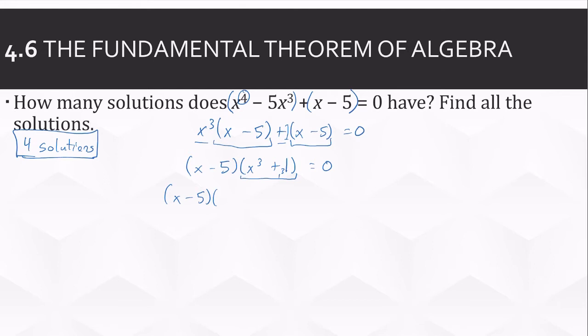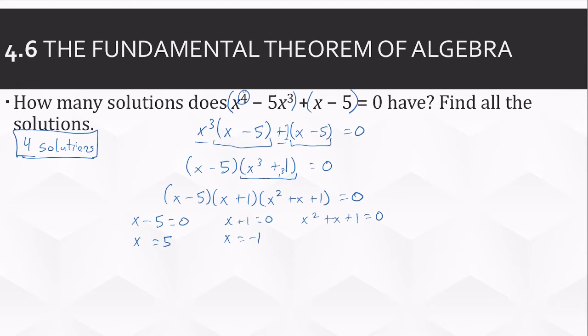So that is x plus 1 times x squared minus x plus 1. If you don't remember the pattern, you can go back and look it up. All right, then I take each of those equal to 0, each factor equal to 0, and solve each of those. So I get x is 5, I get x is negative 1.